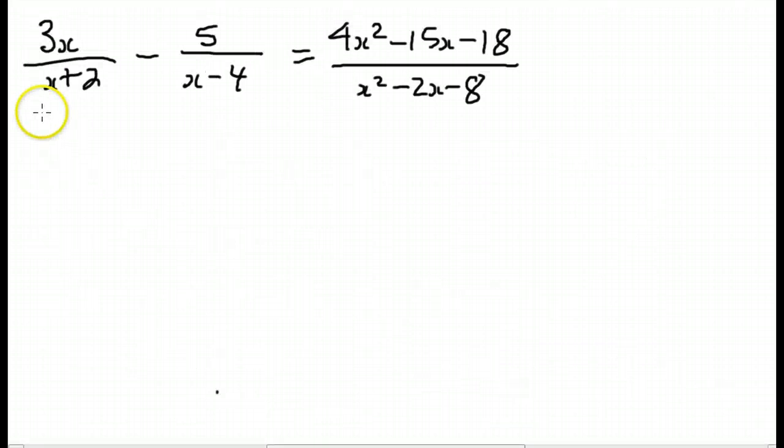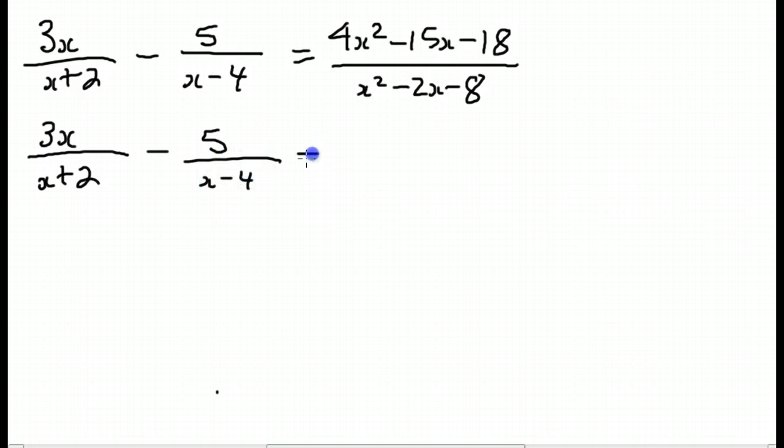Last example. 3x over x plus 2 minus 5 over x minus 4 equals 4x squared minus 15x minus 18 all over x squared minus 2x minus 8. Wow. Okay, first step still the same. The idea is we want to factor. Now there's nothing to factor here, so we just write it out. I'm not worried about factoring the top at this point. I would like to factor the bottom because I need non-permissible values. So we're going to leave this because, we'll see what happens.